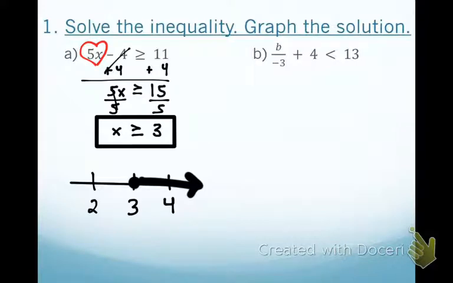Problem B. Is my variable on the left-hand side of that symbol? Yes, it is. So we are good to move on. Are there any best friends here? Yes. What are the best friends? B and minus 3. B divided by minus 3. So keep that alone for right now. Charbel, what should I do first?